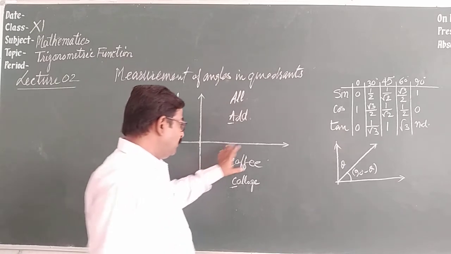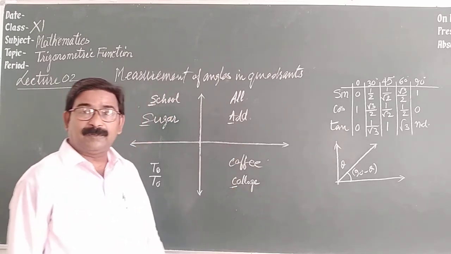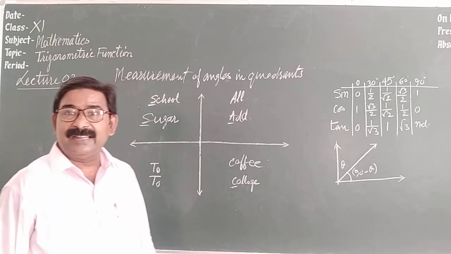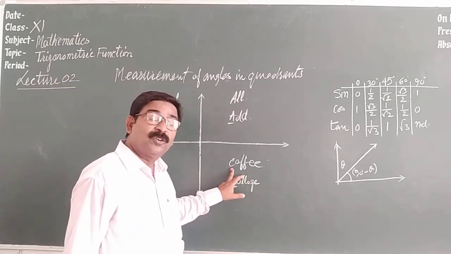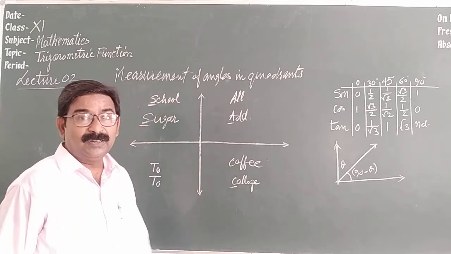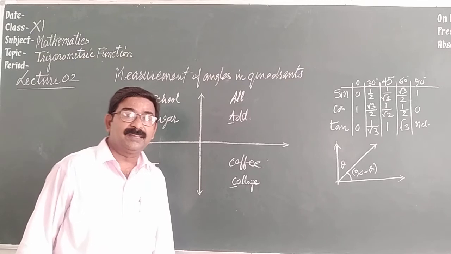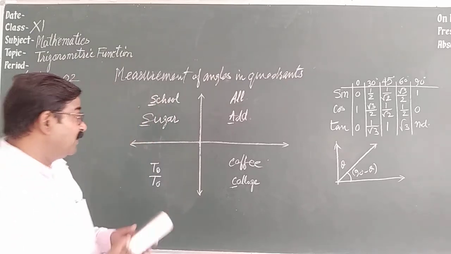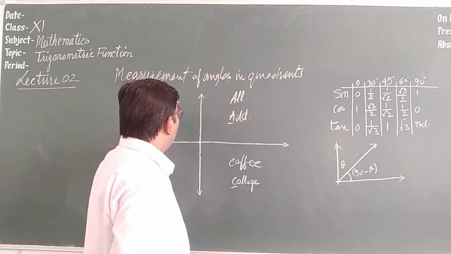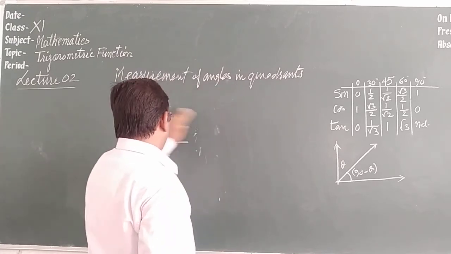And here we have coffee. The first alphabet is C. C stands for cos and its reciprocal sec. So cos and sec are positive and others are negative. Got it? Now let's see how we are going to find the formula.